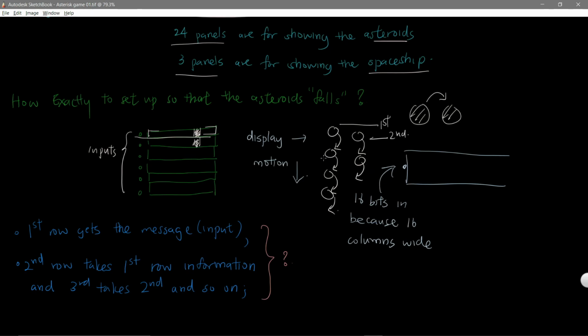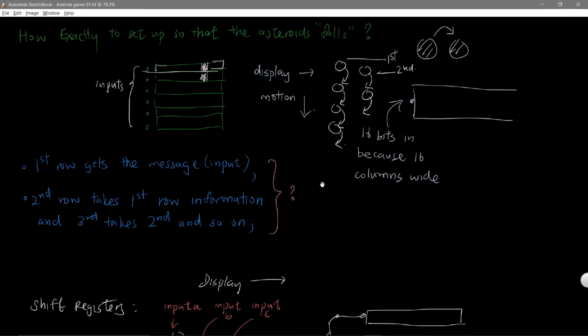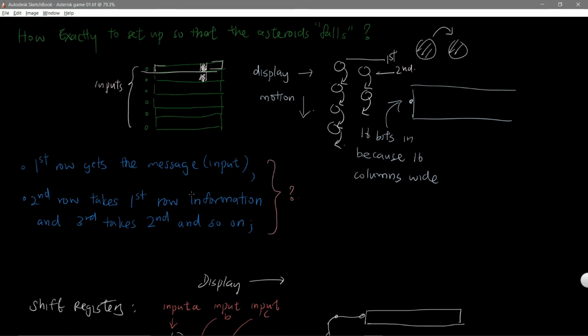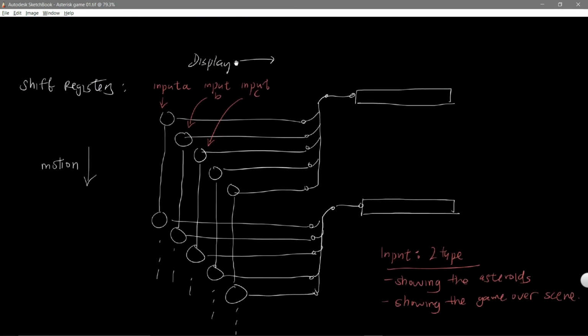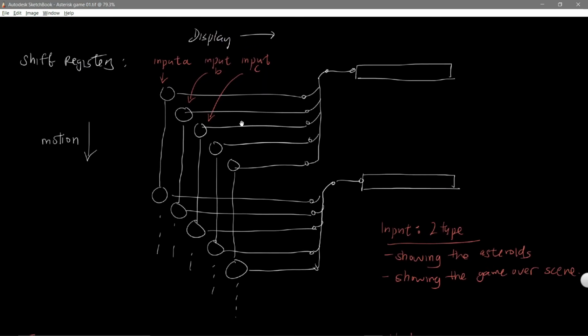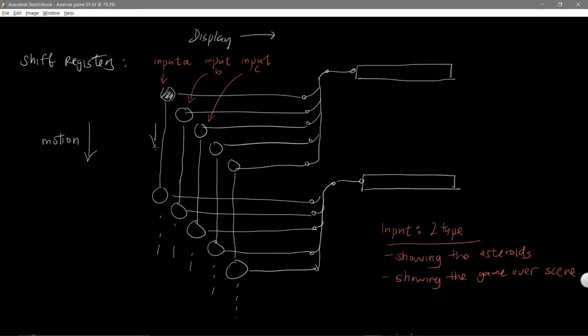Let's move on first, we'll discuss this later. The second row takes the first row's information, the third takes the second, and so on until the very last row. Right, about the shift registers, they are going to be connected like this. So what this says is that the information here will be transported here in the next pulse. So is all of these shift registers.